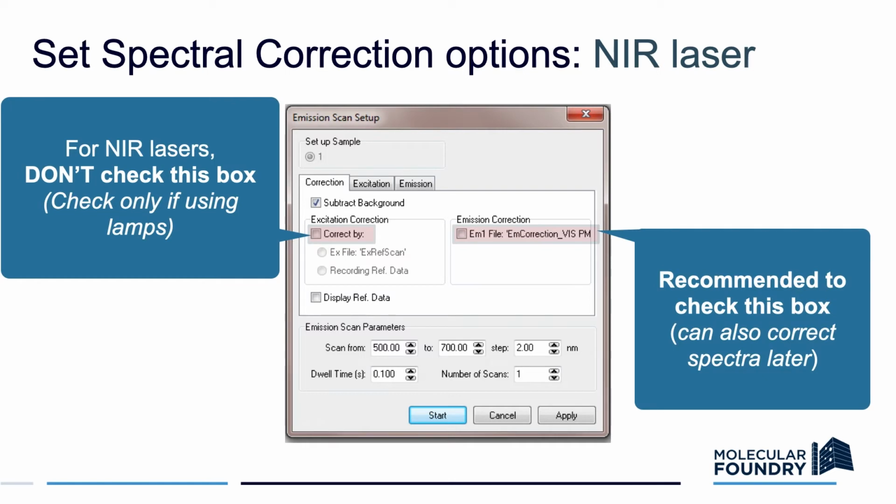It is recommended to check the emission 1 file in the emission correction box. This corrects for the different sensitivities of the PMT detector to different wavelengths. It's not a big deal if you don't check this box because you can always correct your spectrum later. It is important to choose the Subtract Background box if you are correcting your spectra. This is because you don't want to apply a correction factor to a baseline that's not your actual signal.